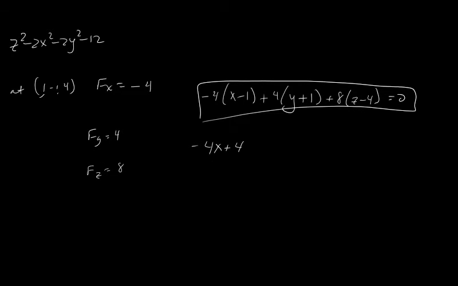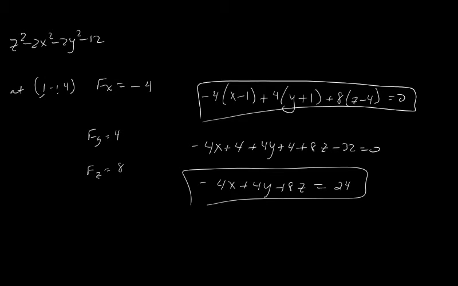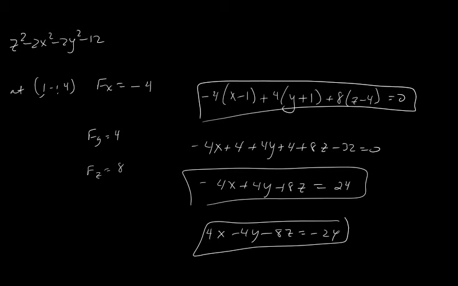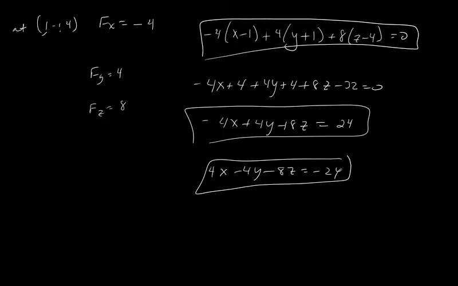So negative 4x plus 4 plus 4y plus 4 plus 8z minus 32 is equal to 0. So we get negative 4x plus 4y plus 8z is equal to 24. We can have our answer in this way, or if we want our first term to be positive, we can say 4x minus 4y minus 8z is equal to negative 24. And if we notice that we have a common factor, we can divide that out. We get x minus y minus 2z is equal to negative 6.